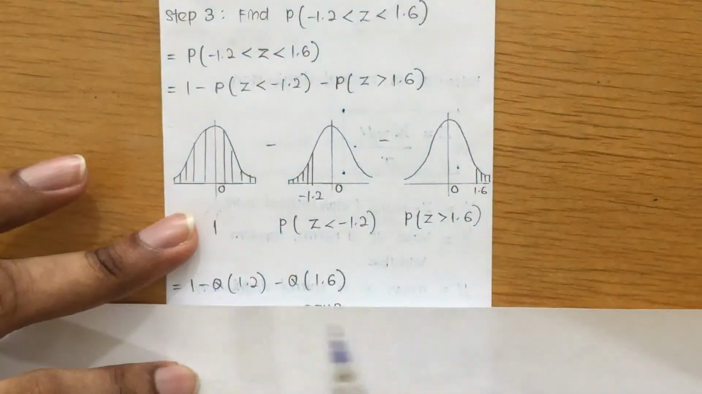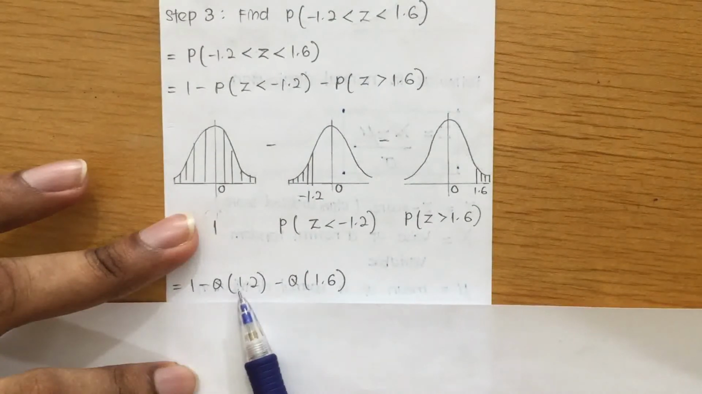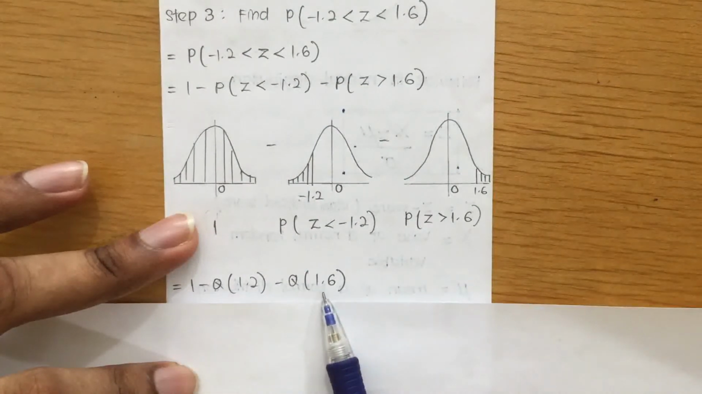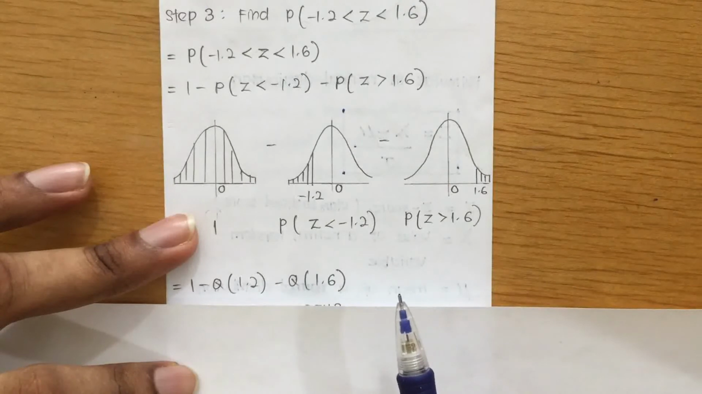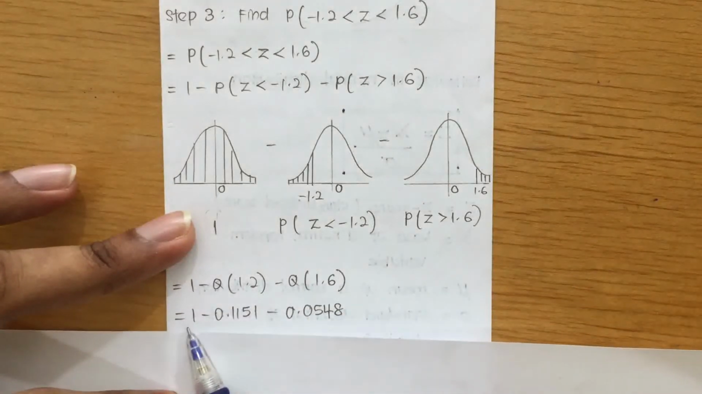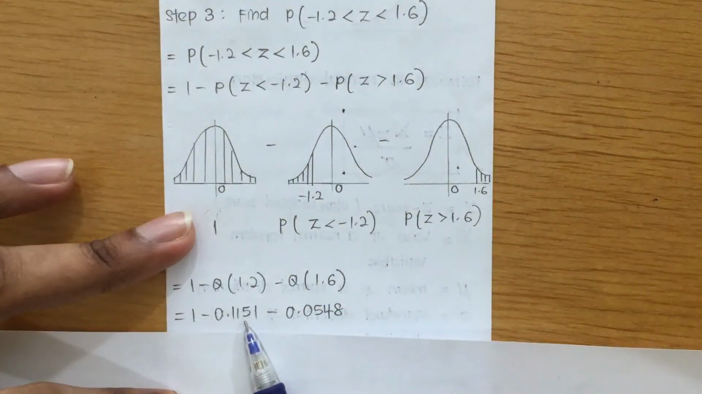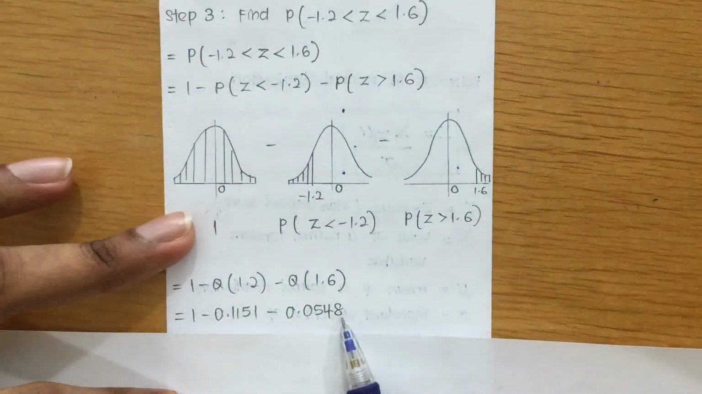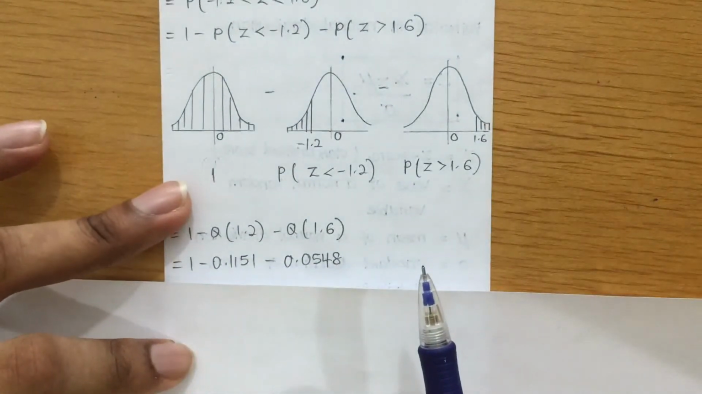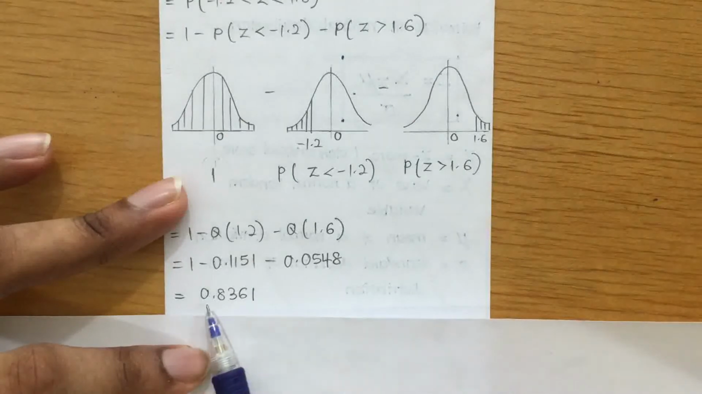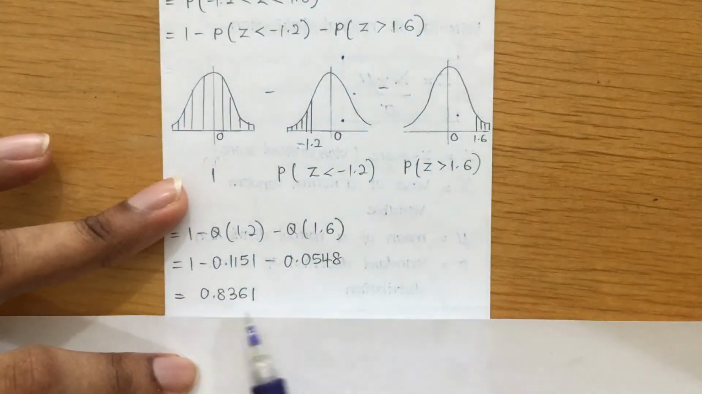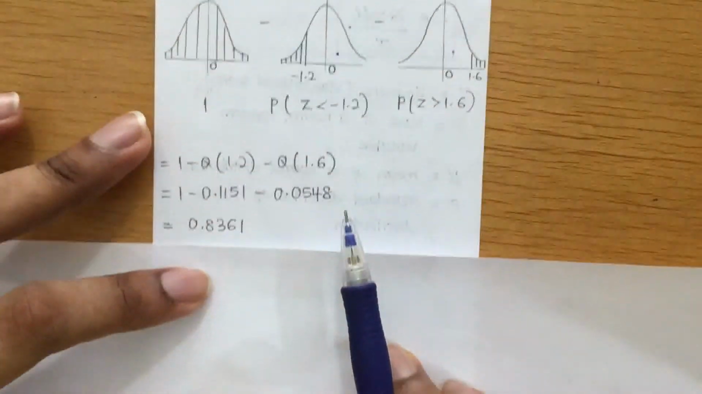So from here you convert to the upper tail value, 1 minus Q(1.2) minus Q(1.6). So you find these values in the Z table. So from here you get 1 minus 0.1151 minus 0.0548. Okay, you calculate this, you should get your answer 0.8361. But this is not the final answer, guys. We still have one step left.